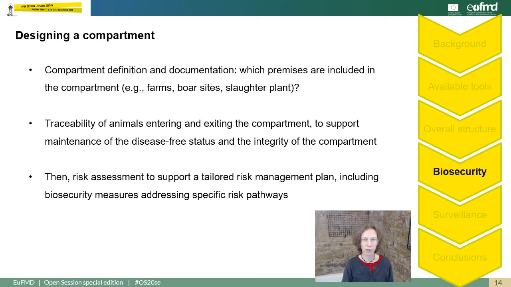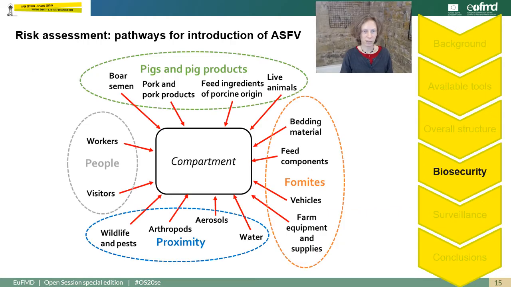The next important step is biosecurity. Biosecurity starts with a risk assessment, which will inform a custom risk management plan, including biosecurity measures addressing each of the disease introduction pathways. This figure illustrates the pathways for introduction of ASF virus which should be considered. It was prepared for a specific swine producer, and so it could be a bit different for another system. The pathways can be classified in 4 broad groups: people, pigs and pig products, fomites, and proximity pathways. The relative importance of each will depend on the specific production system.